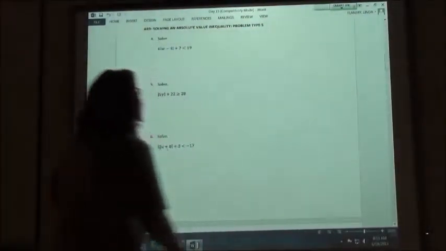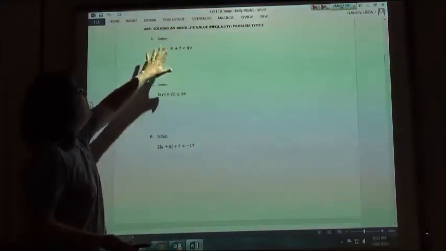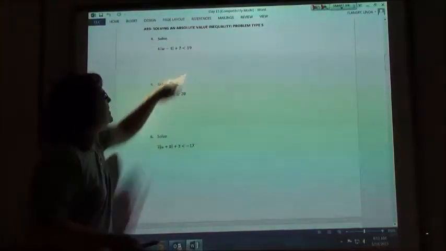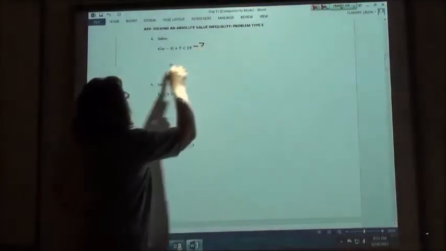So 4, 5, and 6 are just expanding on that. They're going to have you isolate the absolute value first, and then you can use that exact same rule we just used on the previous ones to come up with your answer. So if I'm going to solve this, I want to get the absolute value by itself. I'm going to minus the 7 to move that over to the other side.